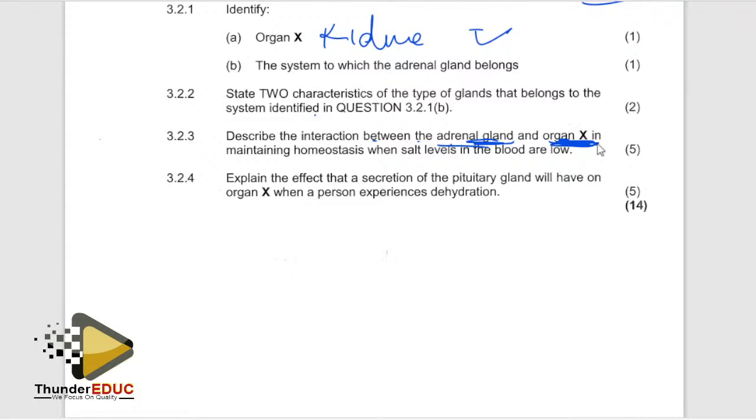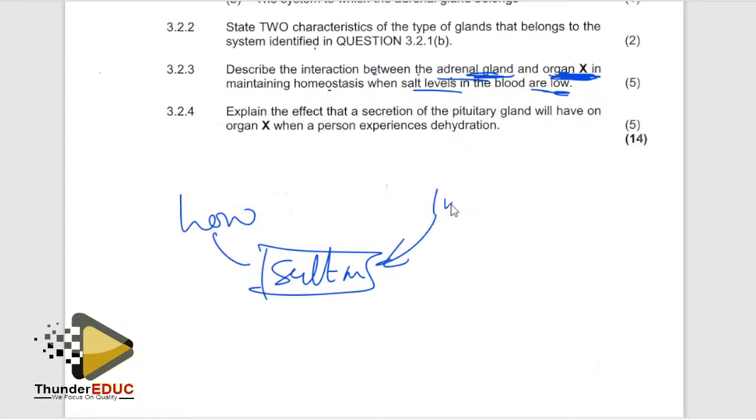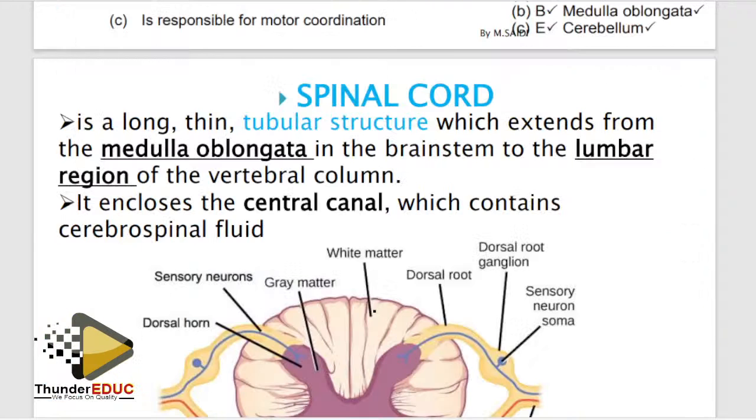Let's go back. Gland X is maintaining homeostasis when the salt level is low. Remember, I told you that you have normal salt. When you say low, the last point must be increase. The same thing: then the gland, which hormone it produces, then the function of the hormone, then automatically it goes back to normal. So this is what I was saying.